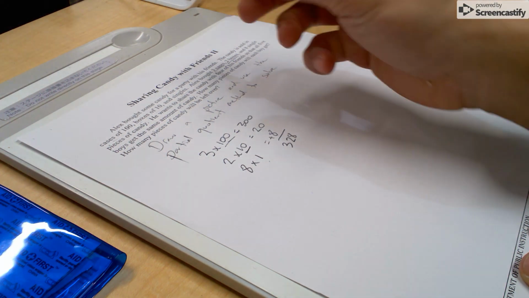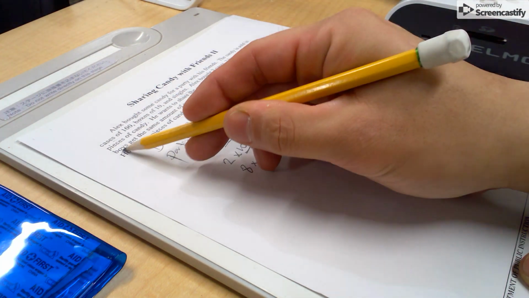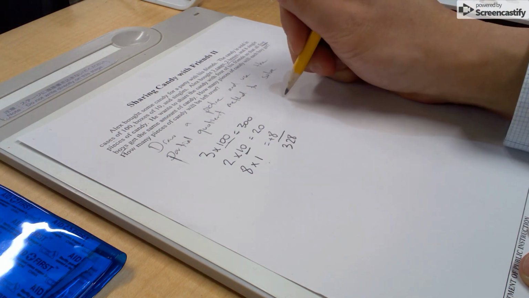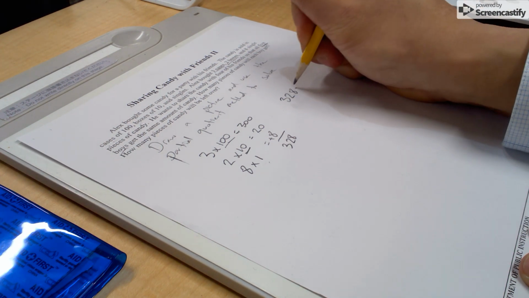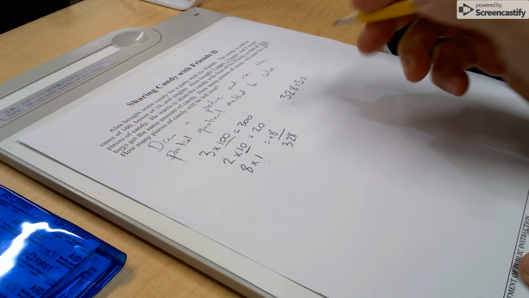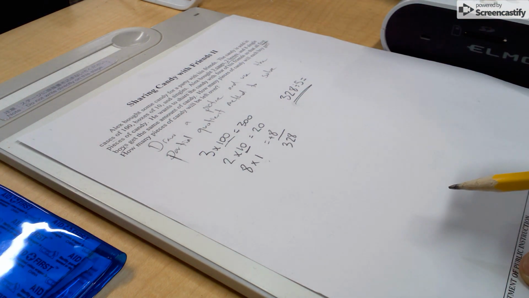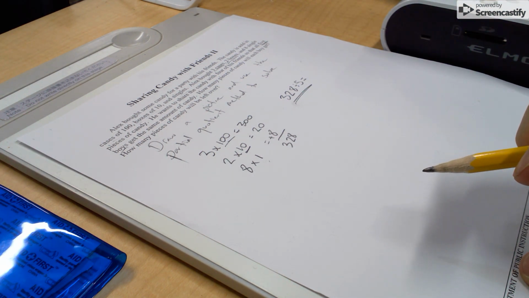They actually do say that all 5 boys. So we're going to be dividing the 328 by the 5. That's what we're trying to find. 328 divided by 5.